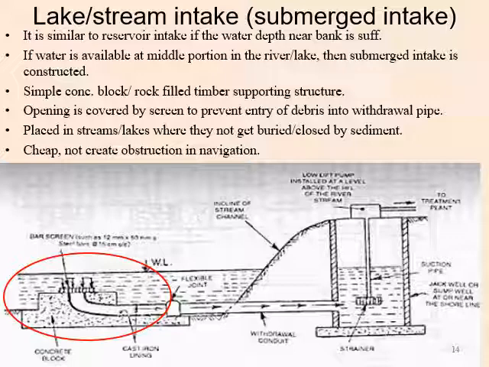It may be cheap and it will not create obstruction in navigation. So in the stream or lake there may be ships or small boats that are navigated. Here, because of its type of structure, submerged type, the navigation will not be obstructed in any way. The opening is covered by the screen.